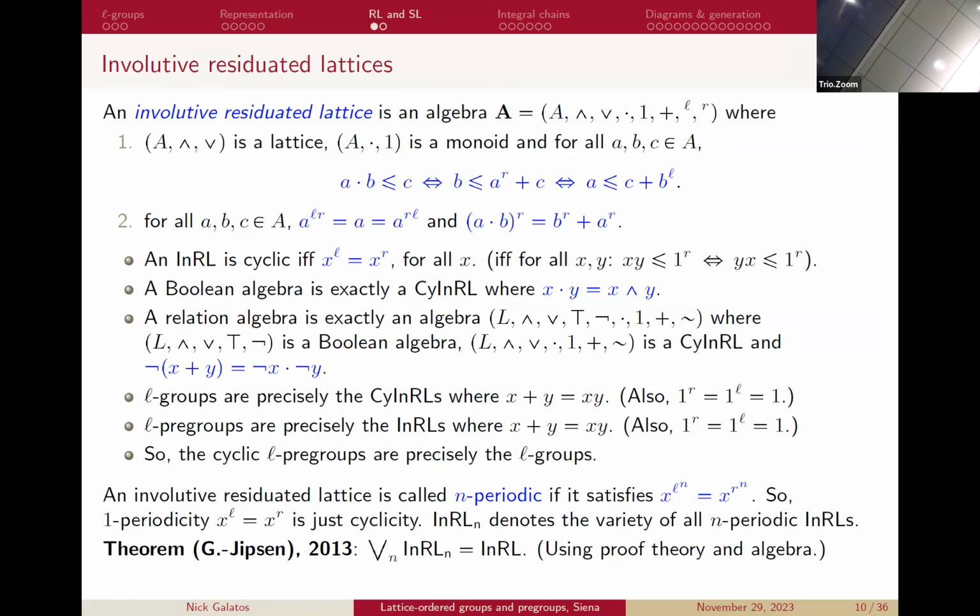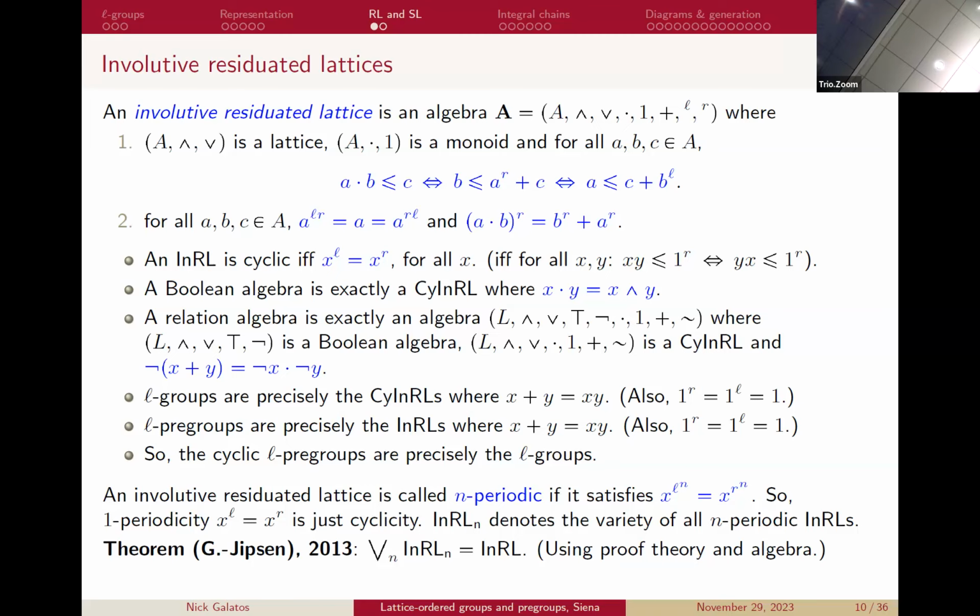So with Peter, in a different paper, we proved that the periodicity condition makes sense in general in this context of involutive diocese. If you take the variety of n-periodic involutive ones and change the n, you get different varieties. If you take the join of all of those varieties, you will get the whole variety of involutive diocese.